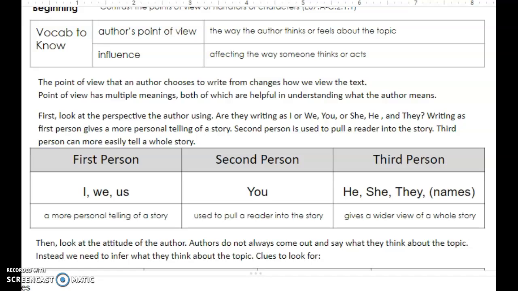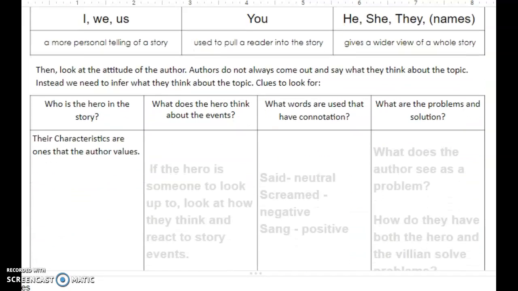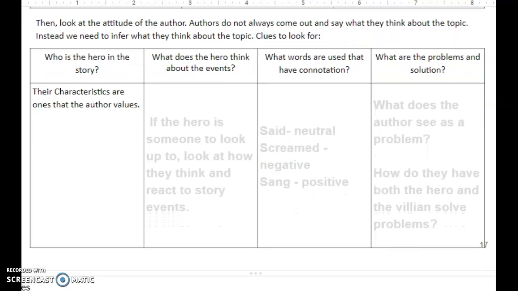In addition to first, second, third person, we also need to look at the attitude of the author. Authors don't always come out and say what they think about a topic. Instead, we need to infer what they think about the topic. So we're going back and using those inferring skills, using evidence in the text, our background knowledge, and putting it together to make our inference.